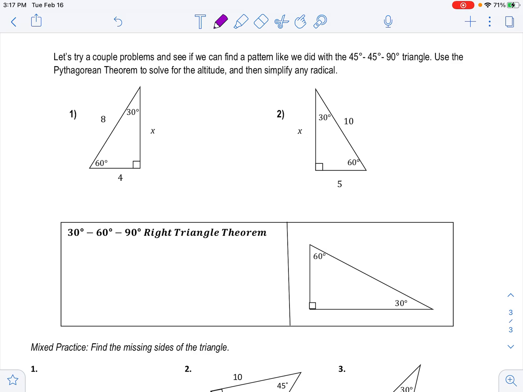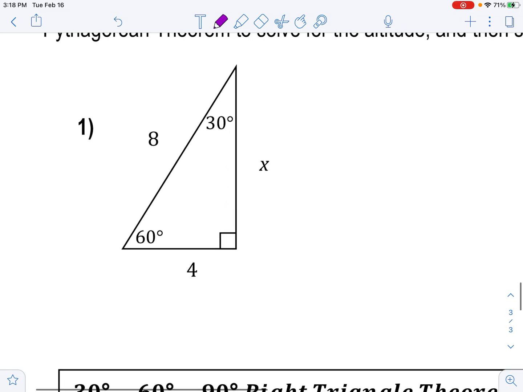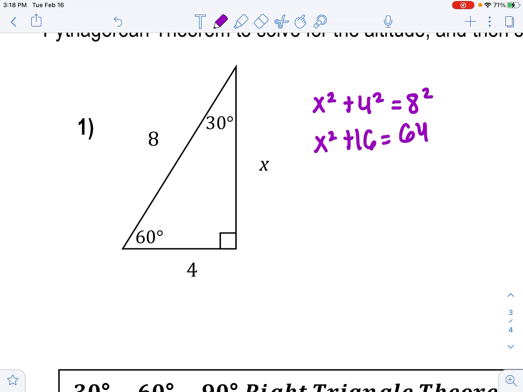So let's try a couple problems to see if we can see a pattern like we did with 45, 45, 90. Let's use the Pythagorean theorem to solve for the altitude. If you look, I already filled this in. This side length was 8, and then this was half of that, which was 4. So let's see if we can see the pattern using the Pythagorean theorem. We're going to do x squared plus 4 squared equals 8 squared. x squared plus 16 equals 64. Subtract 16 from both sides. x squared is equal to 48.